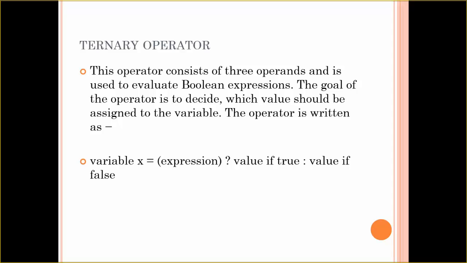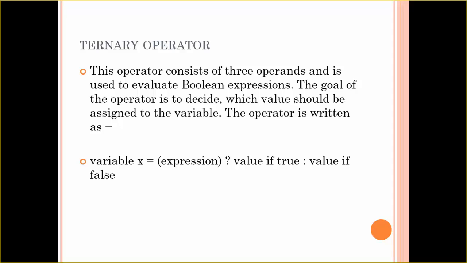And it is the only conditional operator which takes three operands. The goal of this ternary operator is to decide which value should be assigned to the variable. So this is the syntax: variable name equal to an expression, which is a condition, then a question mark, which is the operator, then the value if it is true, then a colon, then the value if it is false. These are the operands we use in the ternary operator.